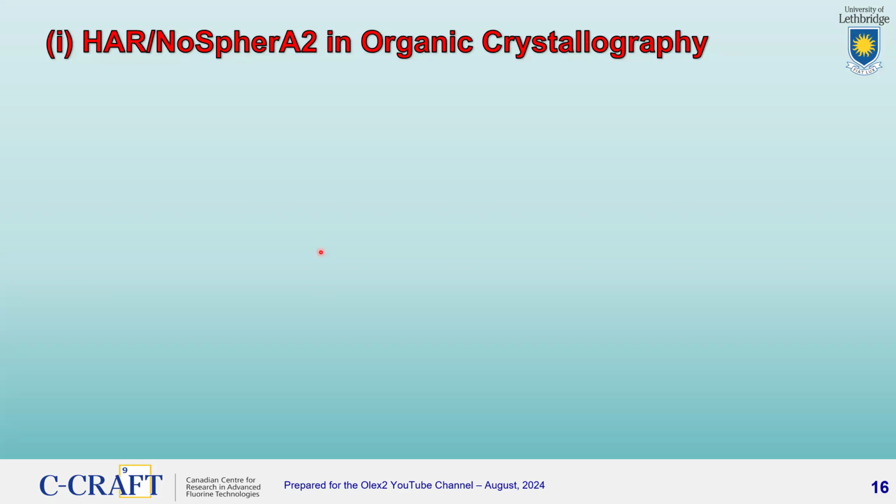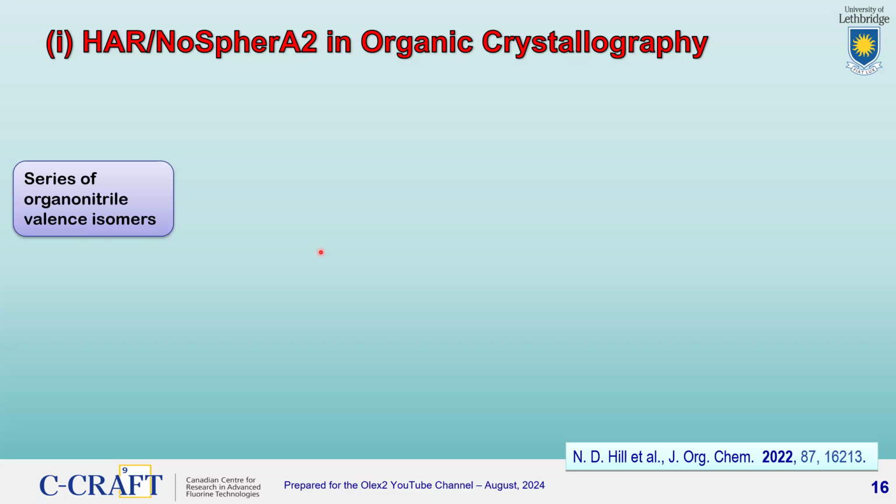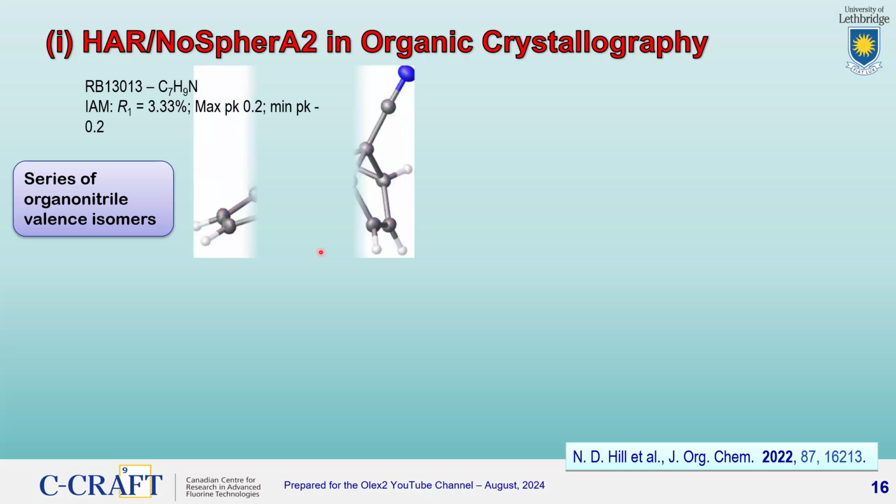Okay, here's my first practical example. This is HAR, NoSpherA2, implemented on some crystals from organic crystallography. Now, these compounds are a series of organonitrile valence isomers published in that paper I mentioned earlier. For example, we have this crystal structure.